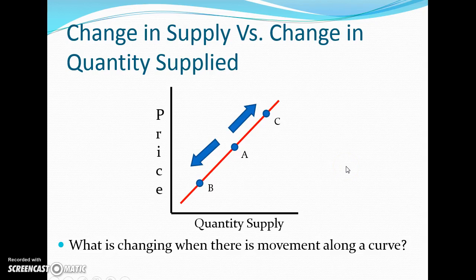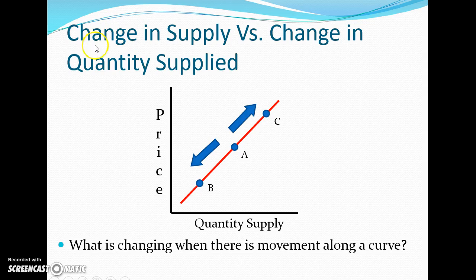Alright, welcome back to Chapter 5 and supply. Now, we talked about the supply curve moving left and right. When there's an increase in supply, it moves the supply curve to the right. When there's a decrease in supply, it moves the supply curve to the left.